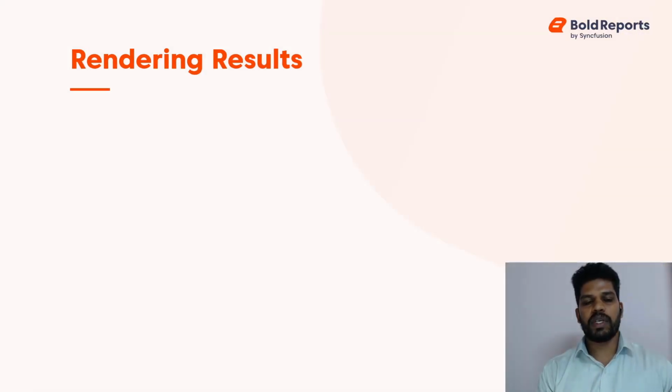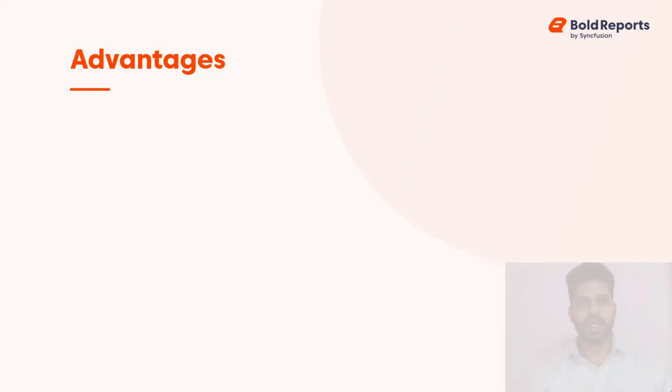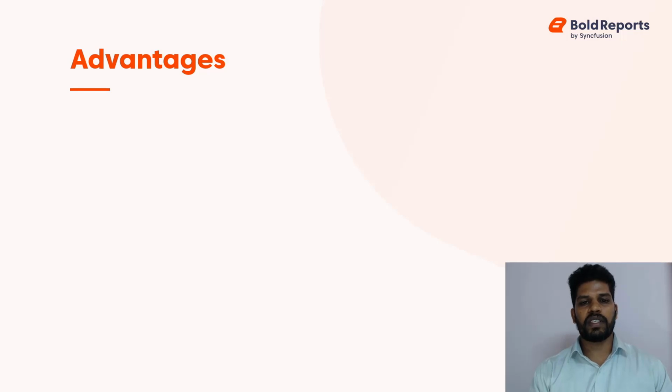The on-demand option helps to overcome the challenges of rendering larger data. The table shows the metrics for displaying millions of records, both in a flat table and with three-level groups. Using on-demand, data analysis becomes significantly faster and is completed in just seconds. The on-demand processing provides various advantages. Let us see some of them.